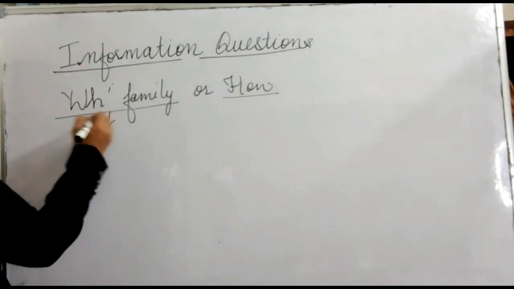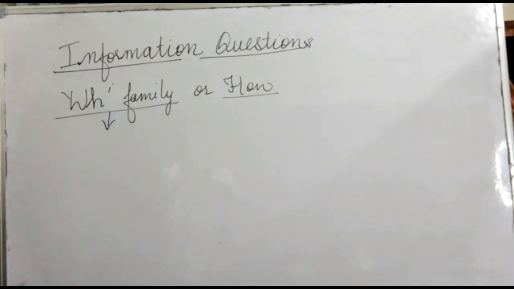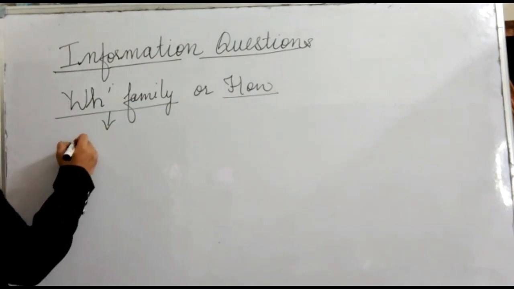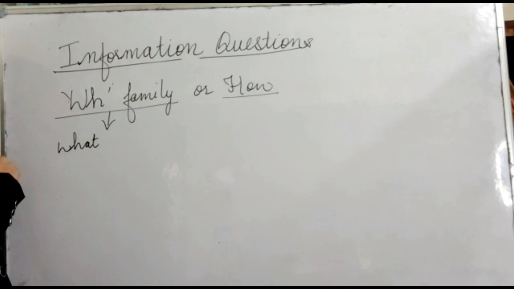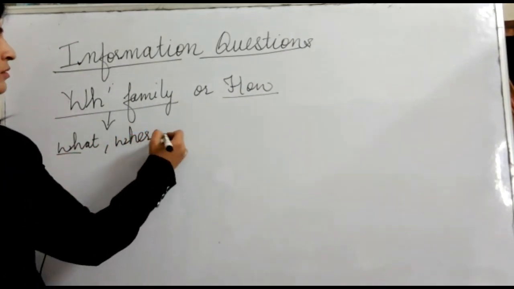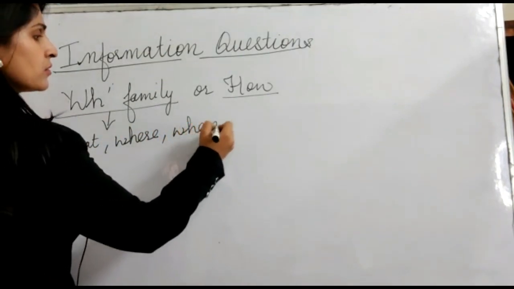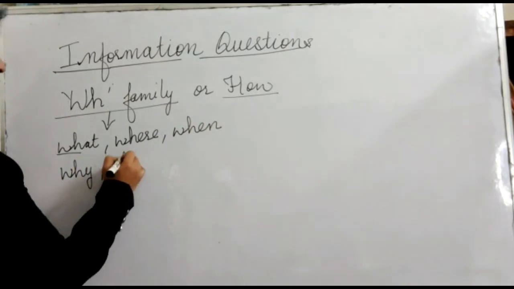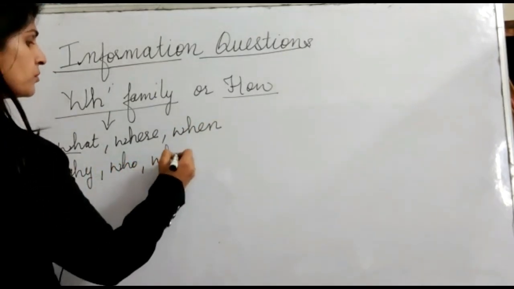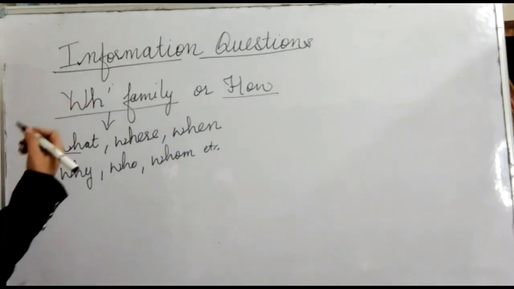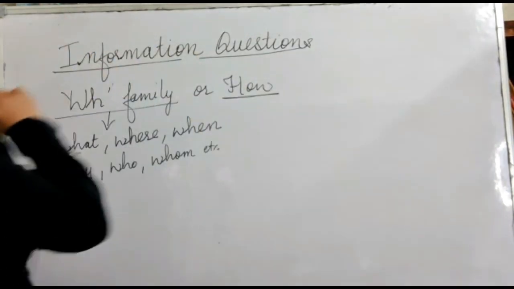What do we mean by WH family? In WH family, we have those question words which always start with WH, like what, where, when, why, who, whom, etc. And these questions may start with how also.